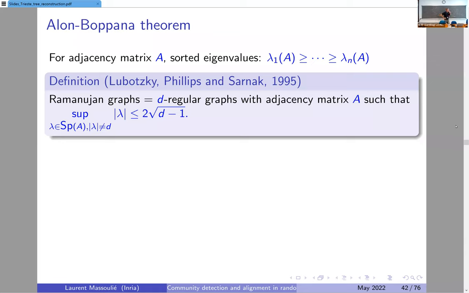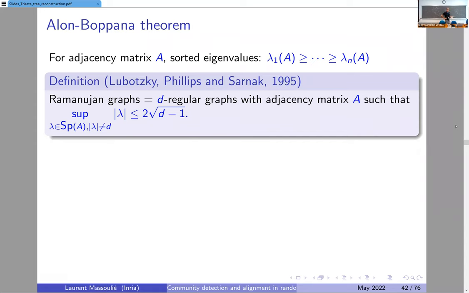Okay, and so expanders are graphs such that they are regular, and there is a gap that does not vanish even if the number of nodes goes to infinity. So it's a property of families of graphs with growing number of nodes. So the gap between the second largest eigenvalue and d does not vanish. It stays separated. Okay, so that was a bit of context before defining what a Ramanujan graph is.